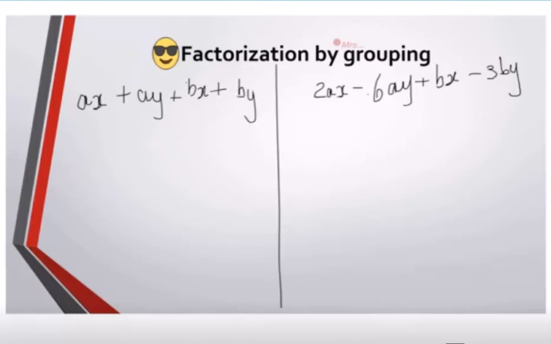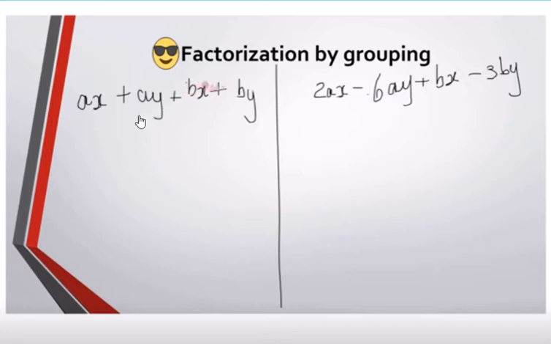Great, we're going to continue in this section with factorization by grouping. In this method, we are normally given 4 algebraic terms, as we could see here. We first group the terms into pairs, and then we are going to factorize.